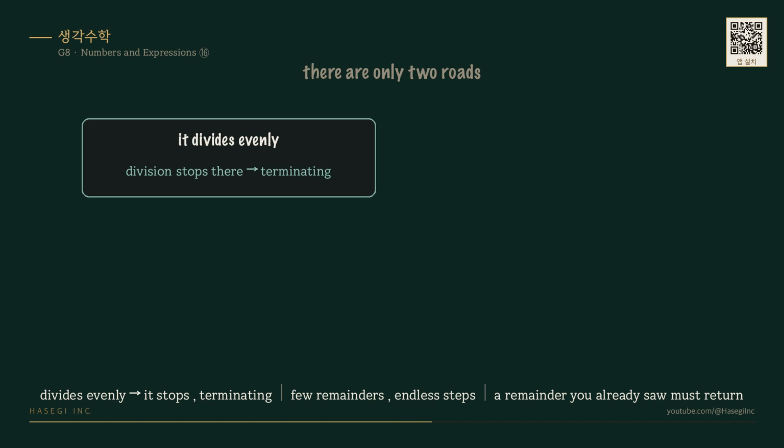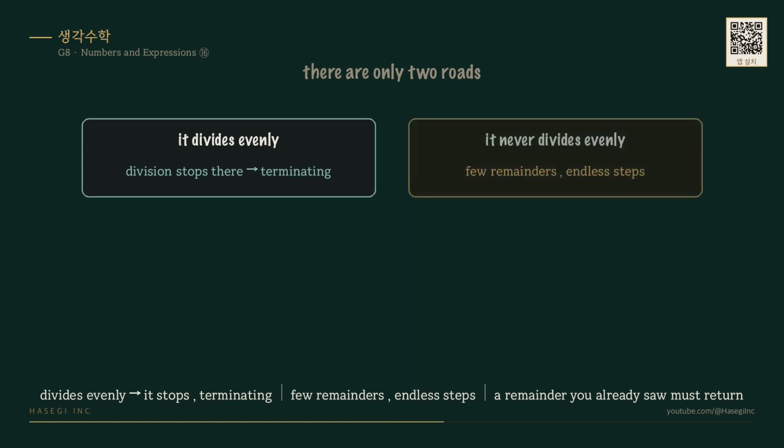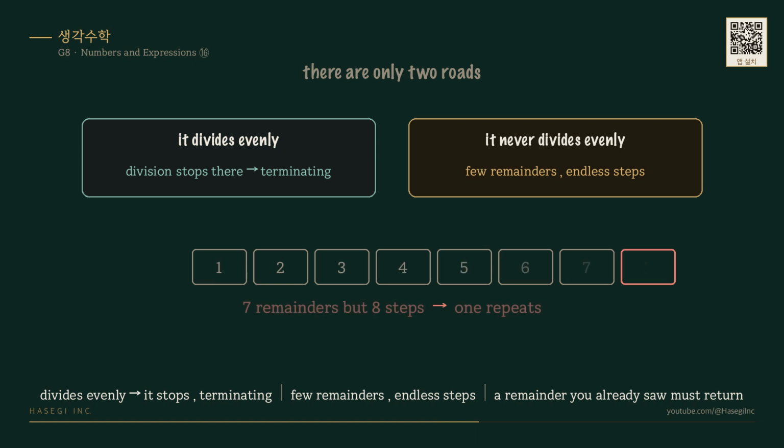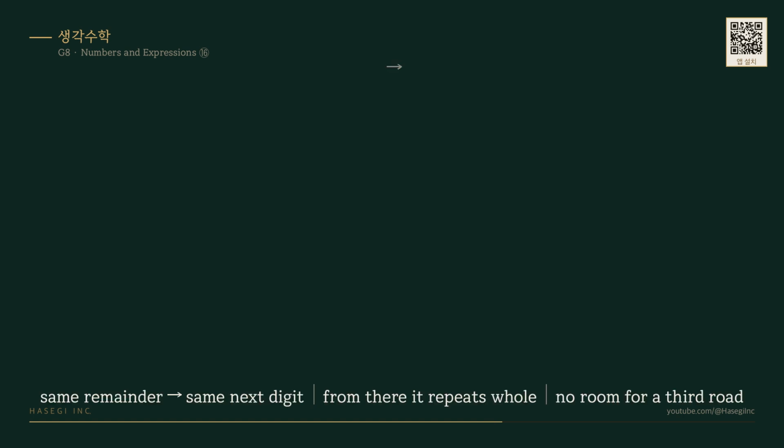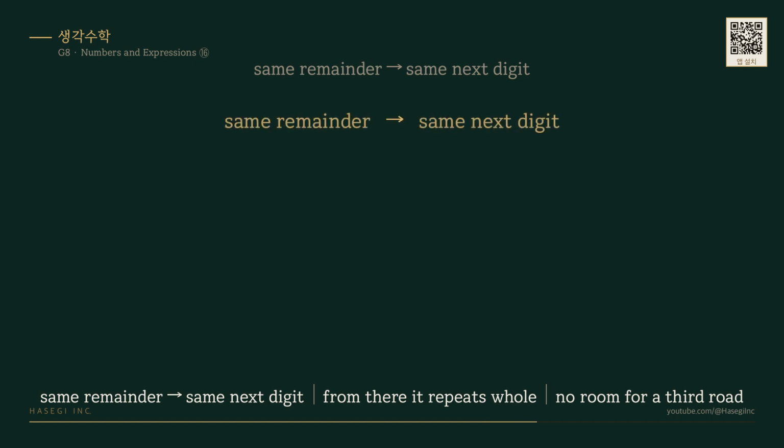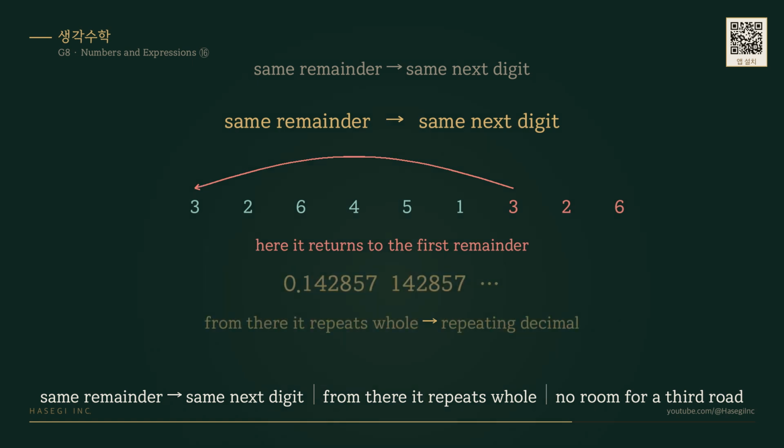And if it never divides evenly? There are only finitely many remainders, but endlessly many steps, so sooner or later, a remainder you have already seen comes back. There is no way around it. Once a remainder repeats, everything after it repeats too. Division looks only at the remainder to decide the next digit. So from that point, the decimal repeats as a whole. That is a repeating decimal. There was never room for a third road.